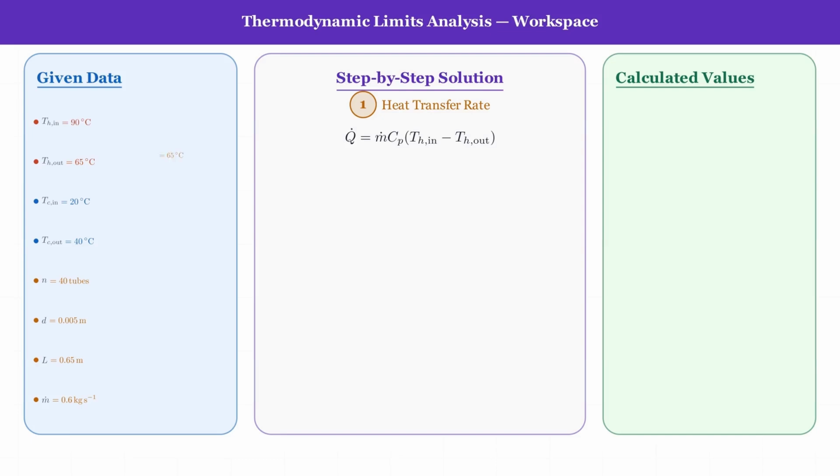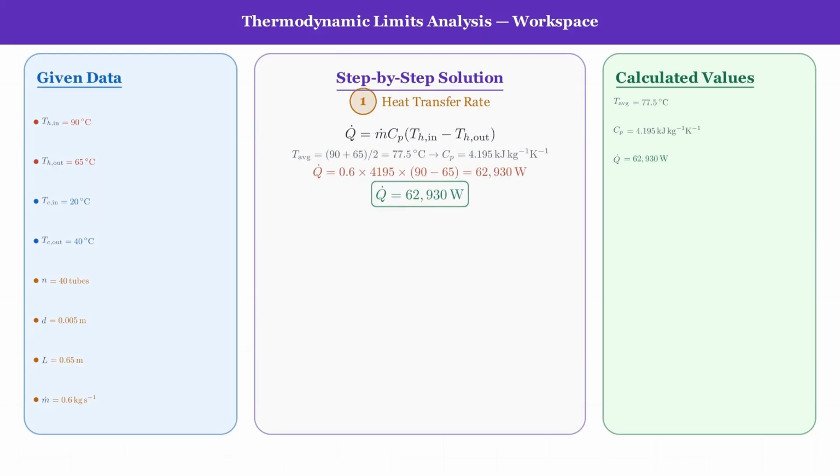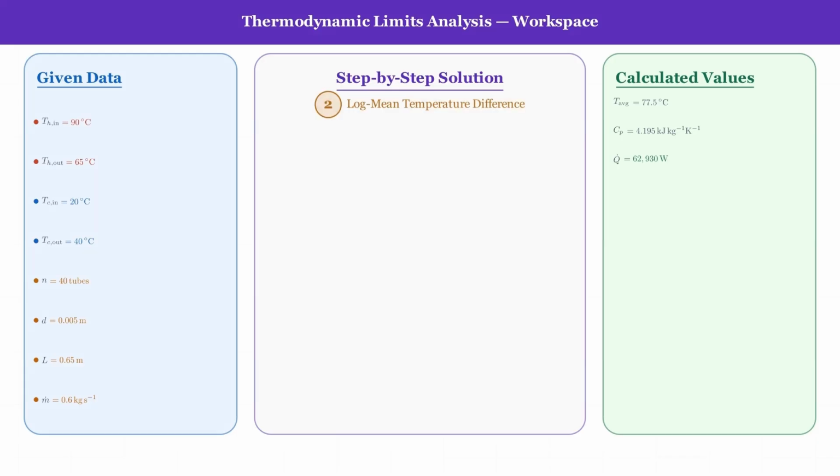Standard thermodynamic property tables at this temperature give a specific heat of 4,195 joules per kilogram per Kelvin. Substituting the known operating conditions gives us the full arithmetic. 0.6 kilograms per second times 4,195 times the 25-degree temperature drop. Q dot equals 62,930 watts. Nearly 63 kilowatts of continuous heat rejection. That is a substantial thermal load for a device of this size, and it sets the scale for every calculation that follows. Step 2. The log mean temperature difference, the effective thermal driving potential of the exchanger.